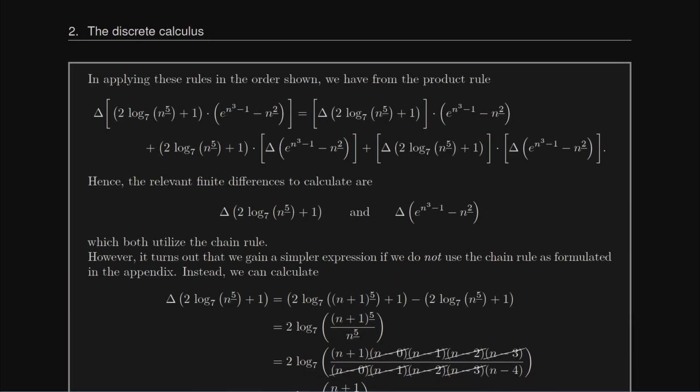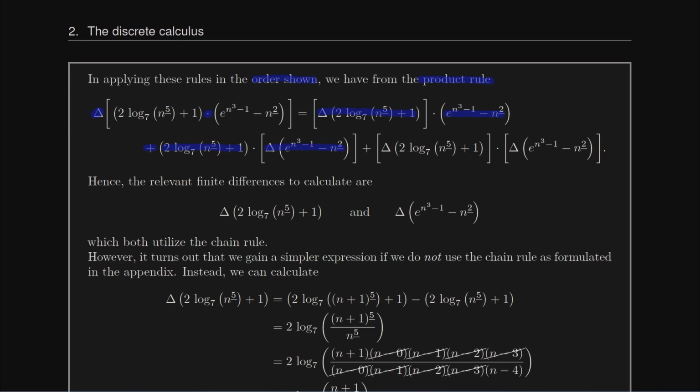Okay, so we're going to compute the finite difference of this basically in the order of the rules that I showed above, which means we're going to start with the product rule, right? So we're going to take the finite difference of the product of those 2 sequences. And if we remember our product rule well, it says you take the finite difference of the first sequence, keep the second one the same, add the first sequence, and then multiply by the finite difference of the second sequence.